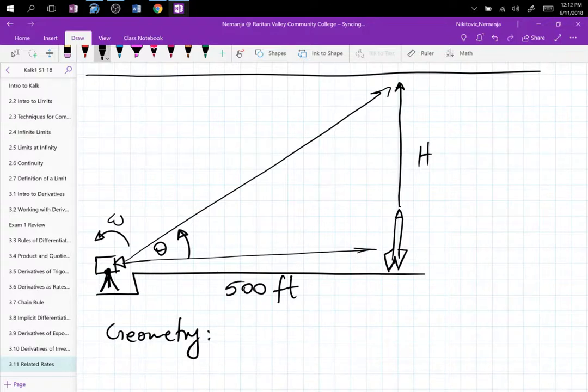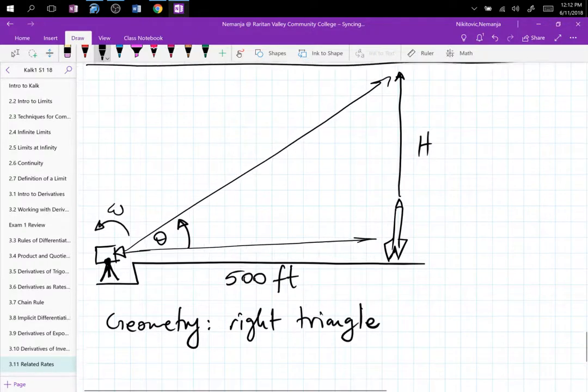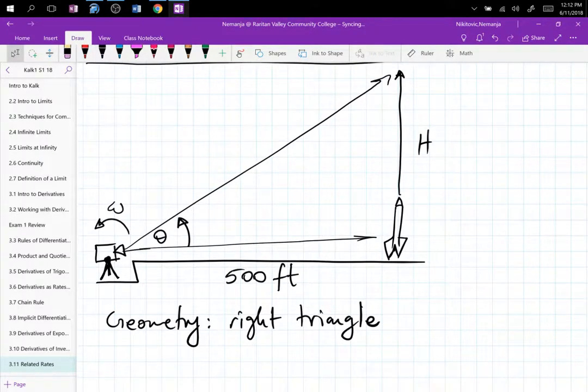What's the geometry? Right triangle. So I have geometry as a right triangle. And then which concept are we going to use now? We have area, we have trig, we have perimeter, we have the Pythagorean theorem. So which concept are we going to use to connect the three things that are given in the triangle that we are observing?